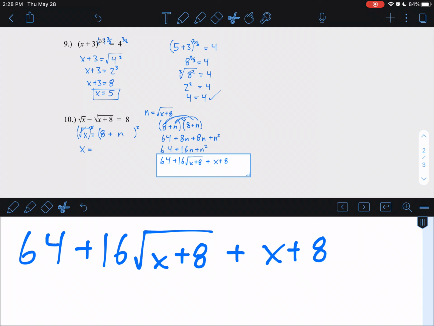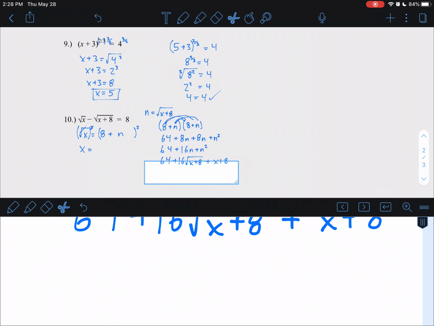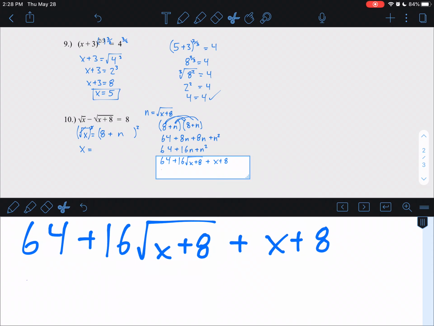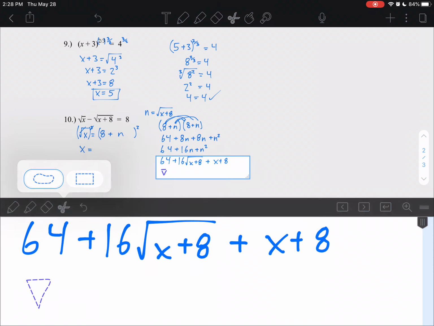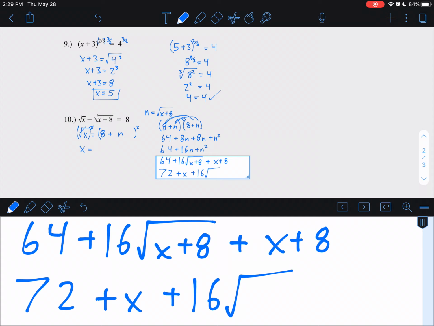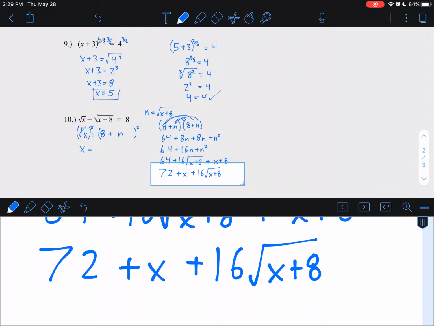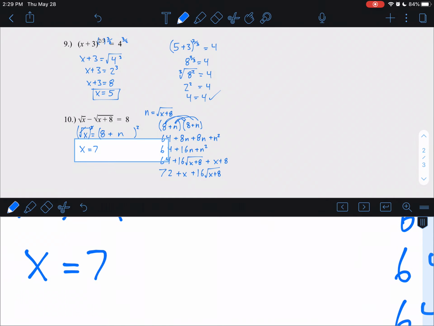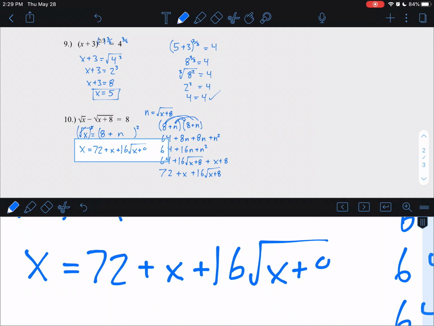And I just combine my like terms one more time to give myself 64 plus 8, which is 72. So this is 72 plus x plus 16 square root of x plus 8. And that is going to be what x equals. So 72 plus x plus 16 times the square root of x plus 8.